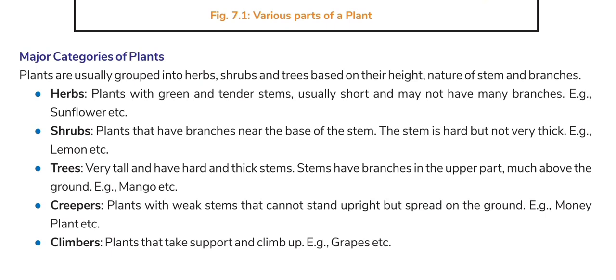Shrubs. Plants that have branches near the base of the stem. The stem is hard but not very thick, e.g., lemon, etc. Trees. Very tall and have hard and thick stems. Stems have branches in the upper part, much above the ground, e.g., mango, etc. Creepers. Plants with weak stems that cannot stand upright but spread on the ground, e.g., money plant, etc. Climbers. Plants that take support and climb up, e.g., grapes, etc.